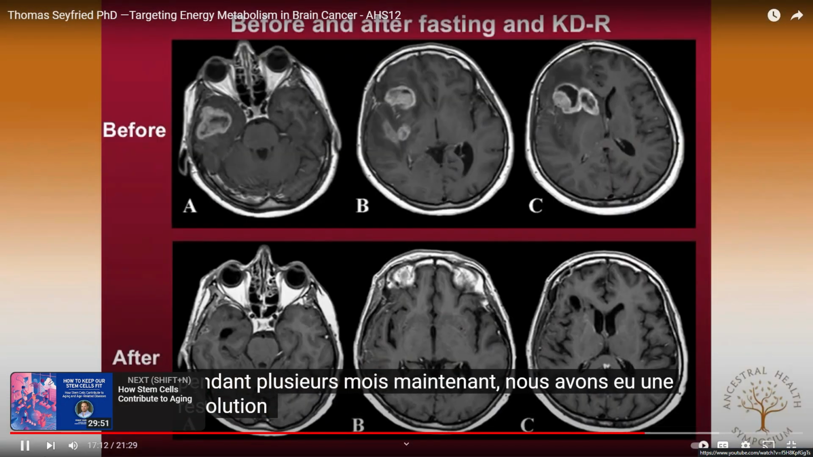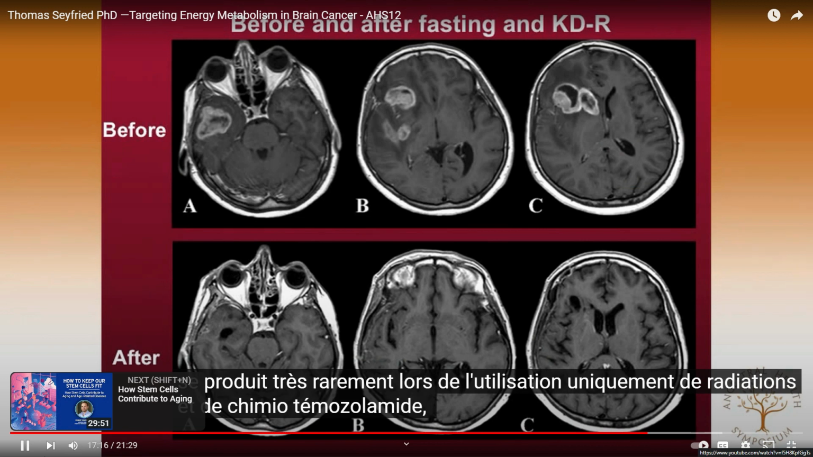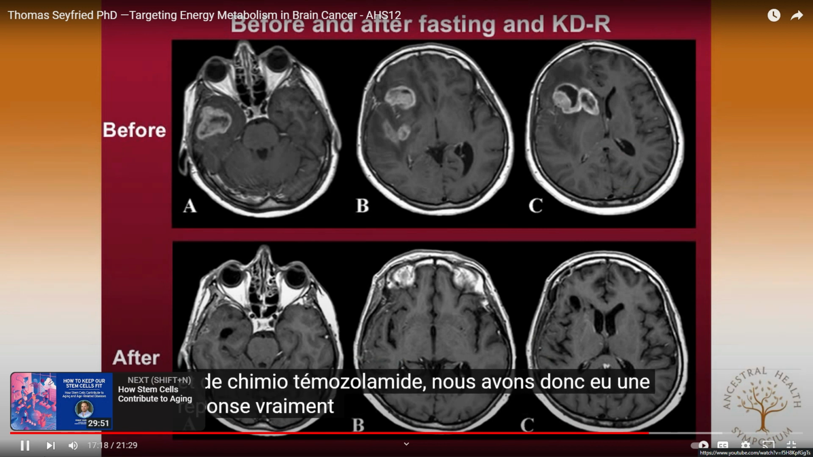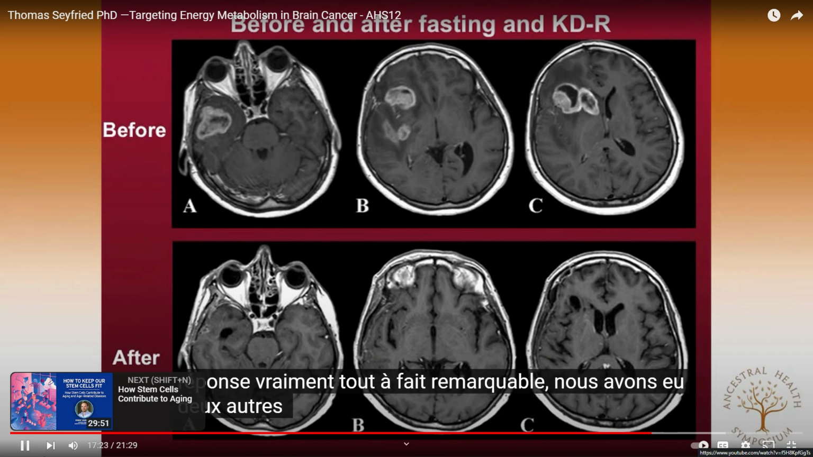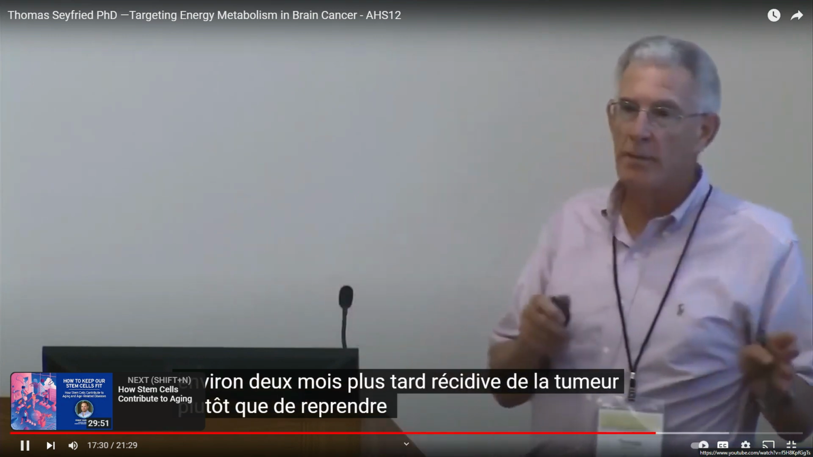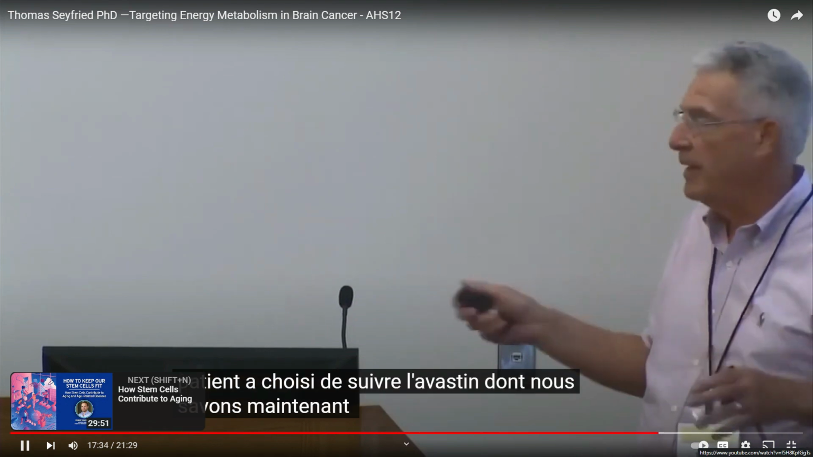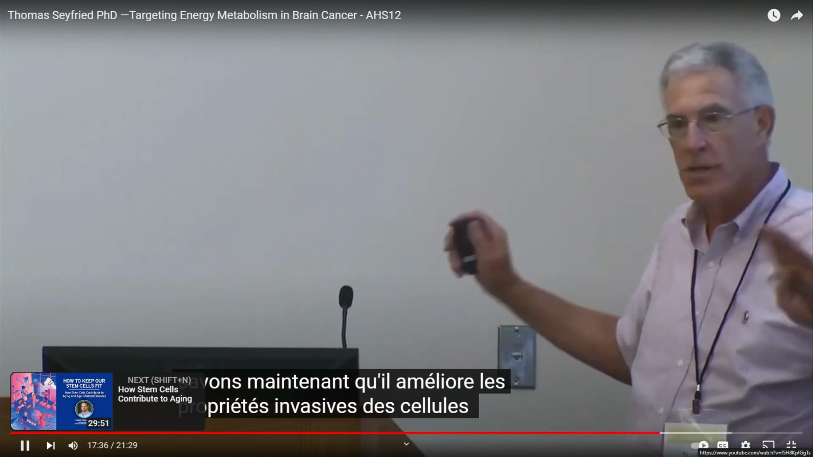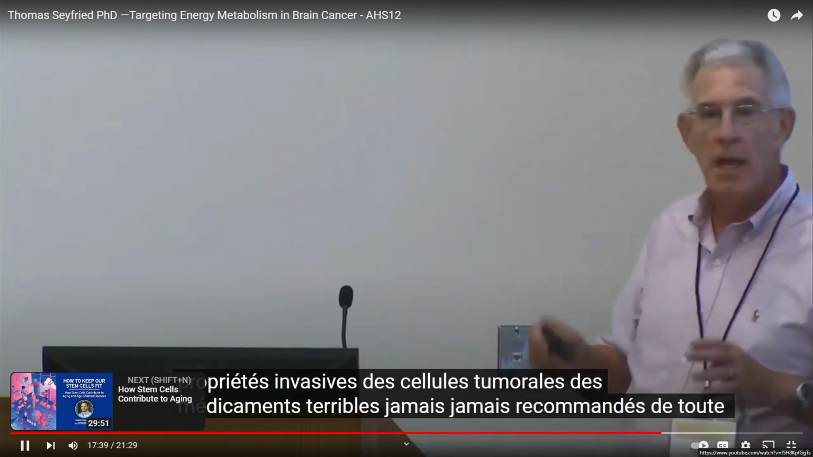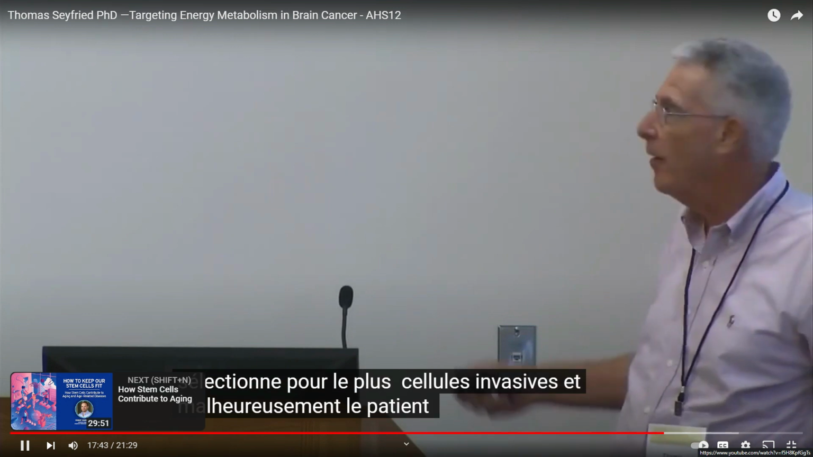Now, we had radiological resolution, which very rarely happens when using just radiation and chemo, temozolomide. So we had a really quite remarkable response. We had 2 more MRIs, both look clean. The patient then got off the ketogenic diet, and about 2 months later, tumor recurrence. Rather than going back on the diet, the patient chose to go on Avastin, which we now know enhances the invasive properties of the tumor cells. Terrible drug, never recommend it. It selects for the most invasive cells, and unfortunately the patient expired.